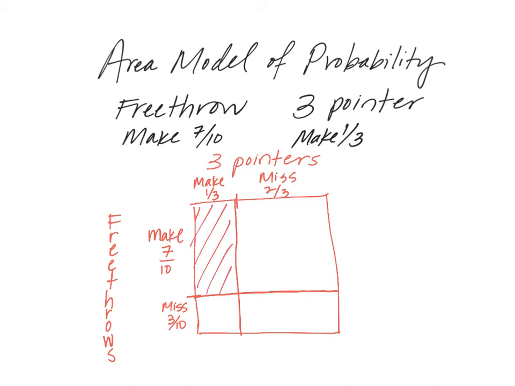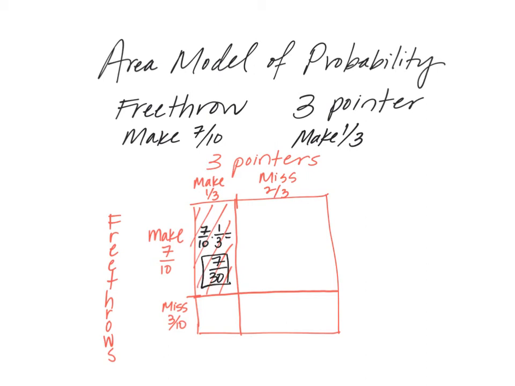And in order to find that probability, I'm going to take length times width. So I'll do 7/10 times 1/3. Now, if you remember, we multiply fractions by multiplying numerator to numerator and denominator to denominator. So that would be 7/30 for my possibility of making it.